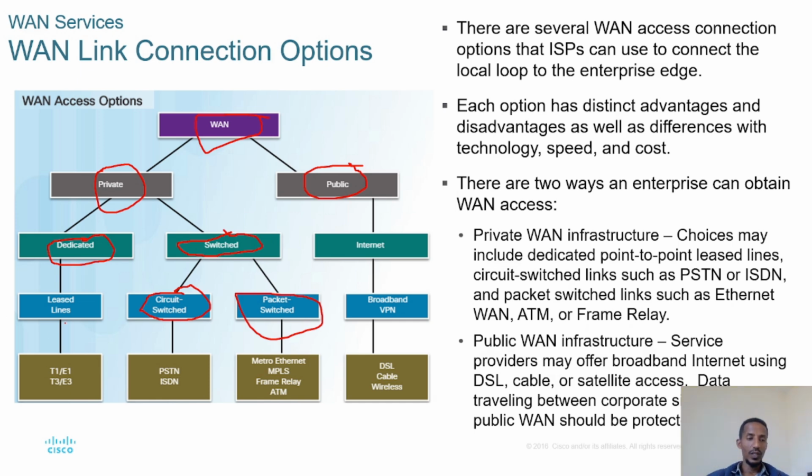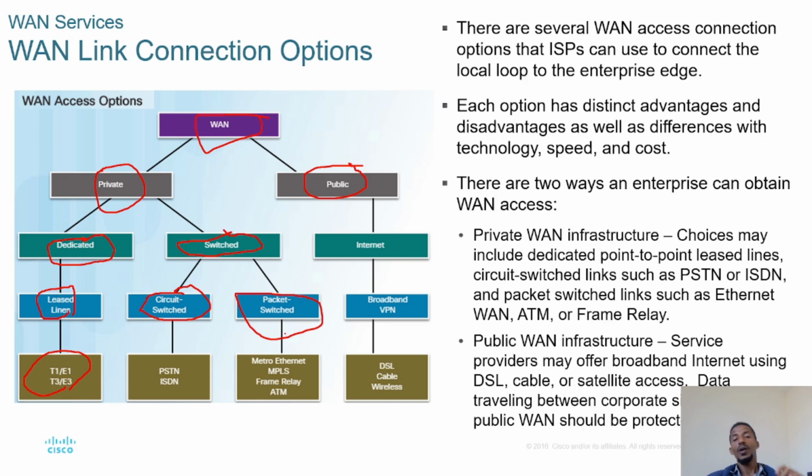So usually the leased line, or what we call leased line, is a kind of dedicated network, which is a kind of private network. One of the examples of leased line is T1 and E1, or T3 and E3. Another example is circuit switching, which is a kind of switched network. We call it the public switched telephone network and the ISDN.